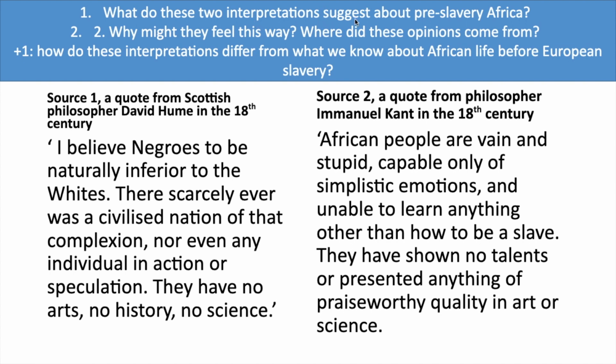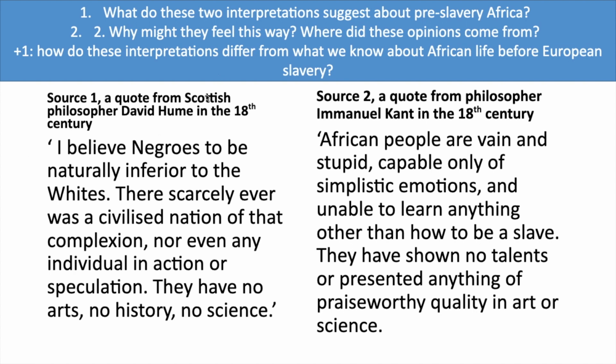What do these two interpretations suggest about pre-slavery Africa, and why might they feel this way? Where did these opinions come from? So you have those two questions, and then you have your extension question. Again, you don't have to do the extension, but it will challenge your historical abilities. So how do these interpretations differ from what we know about African life before European slavery? So that's all about comparing other people's ideas to your own knowledge. So let's have a look at these interpretations then.